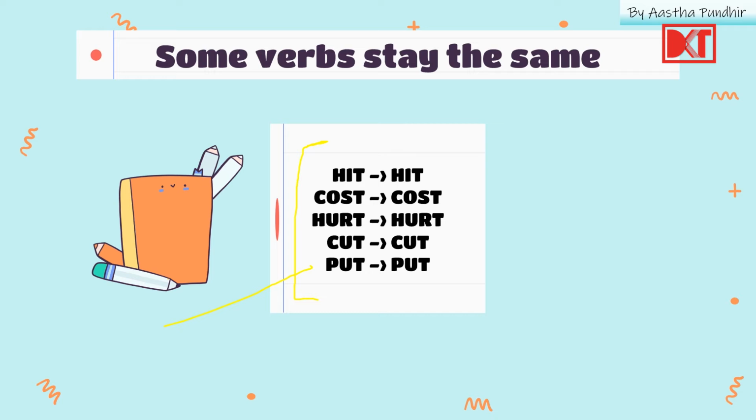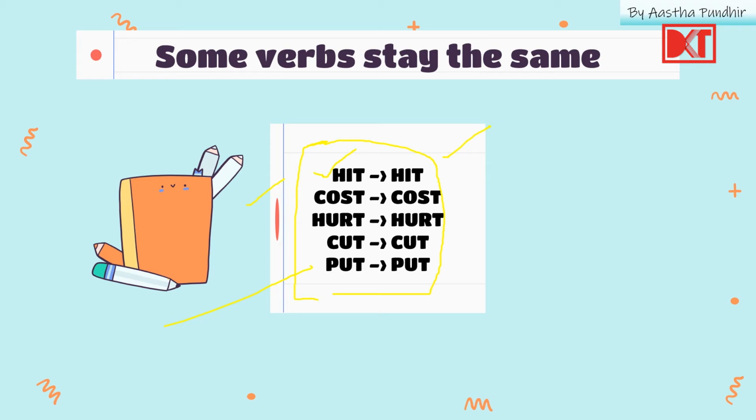But कुछ verbs हैं जो same रहते हैं, जैसे we have hit का hit ही रहता है, I hit present में भी and past में भी I hit ही रहेगा. Cost का cost, hurt का hurt ही रहेगा, cut का cut रहेगा, put का put रहेगा. All right, now these are a few verbs which stay the same.